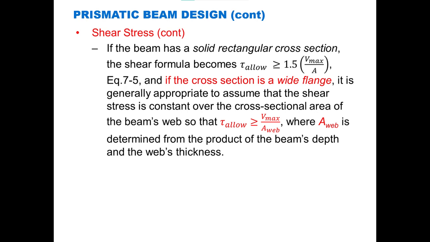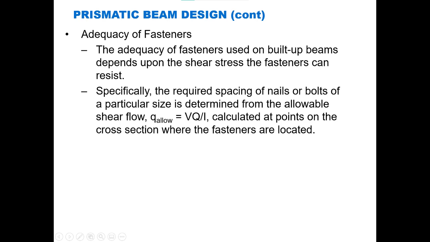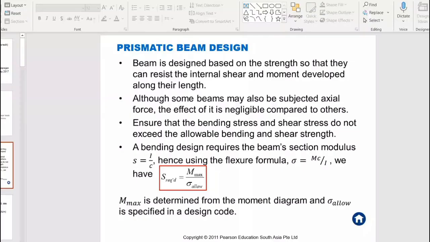Okay. Coming to the fasteners, adequacy of the fasteners. I will explain about this one in the next class while doing the calculation itself. I will explain how to determine the allowable and the applied or required values. Okay. That's one. The adequacy of fasteners used on built-up beams depends on the shear stress that the fasteners can resist. In addition to the member property, the fasteners, whether welded or bolted, the bolts and fillets connected to the member will also have to respond to the loading.